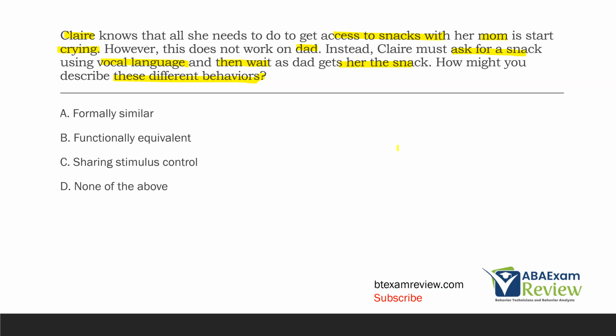What about sharing stimulus control? Well, they don't share stimulus control. What has stimulus control over crying? Mom. What has stimulus control over vocal language and waiting? Dad, right? So the behaviors aren't sharing stimulus control relative to the parents, right? So you would most likely describe these behaviors as B, functionally equivalent.